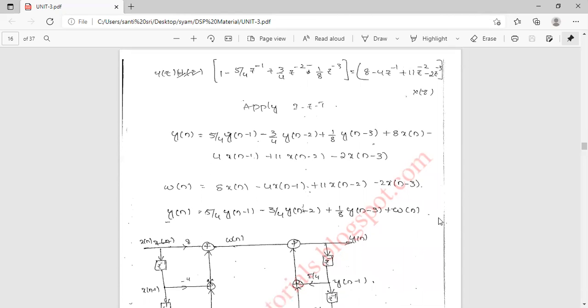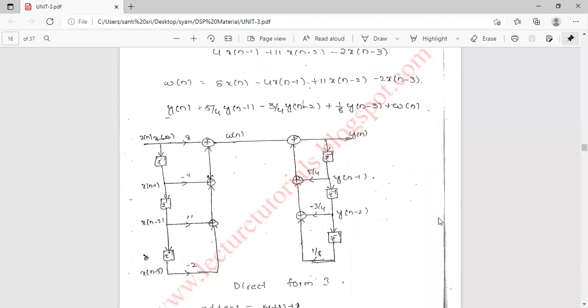Let us take this as w of n, that is 8 x of n minus 4 into x of n minus 1 plus 11 into x of n minus 2 minus 2 into x of n minus 3. And y of n equals 5 by 4 into y of n minus 1 minus 3 by 4 into y of n minus 2 plus 1 by 8 into y of n minus 3 plus w of n.